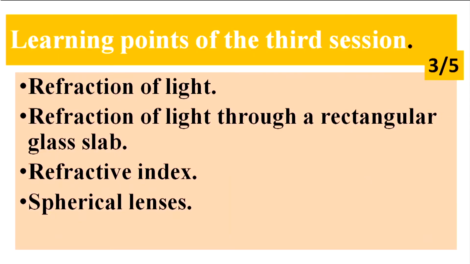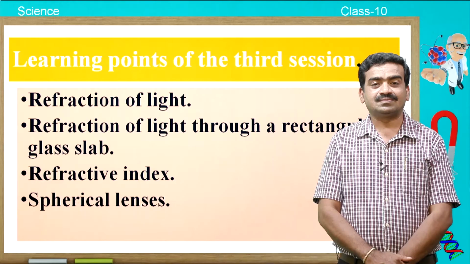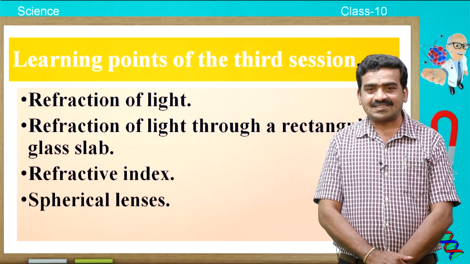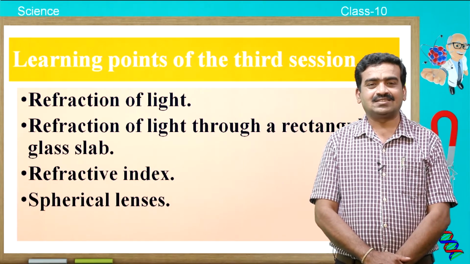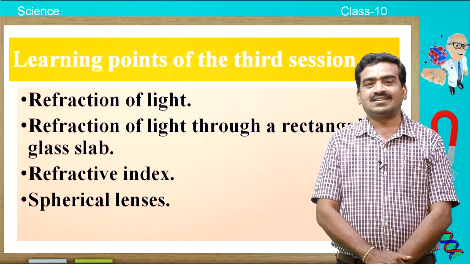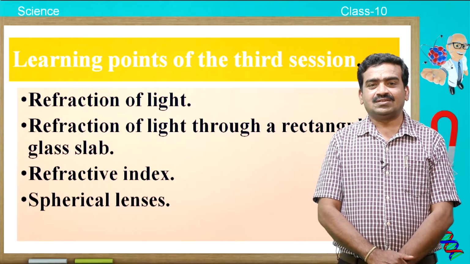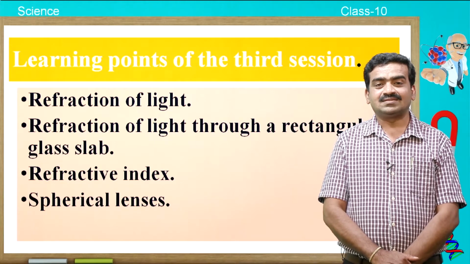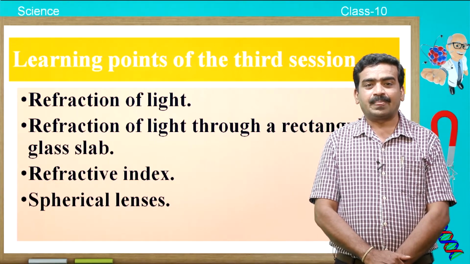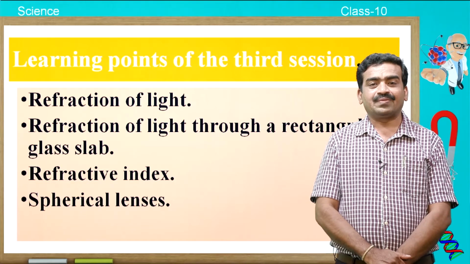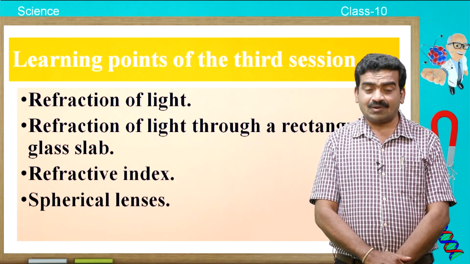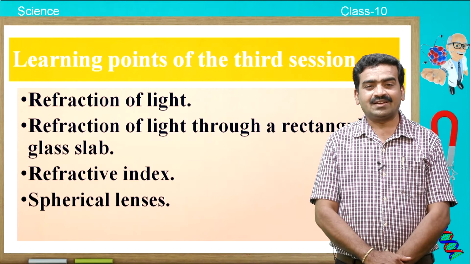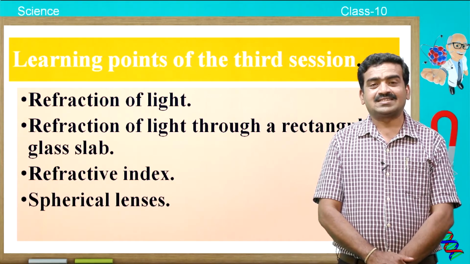My dears, in the last class, we learnt the following important points: refraction of light, how refraction takes place when a ray of light travels from one medium to another medium, and also refraction of light through a rectangular glass slab. After that, we discussed the laws of refraction. There are two laws under the laws of refraction. You have learned the statement of the law and understood it very well. We also learned about refractive index and absolute refractive index. And finally, we learned about spherical lenses.